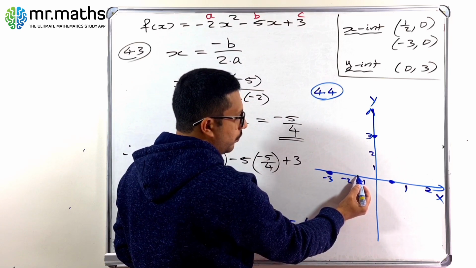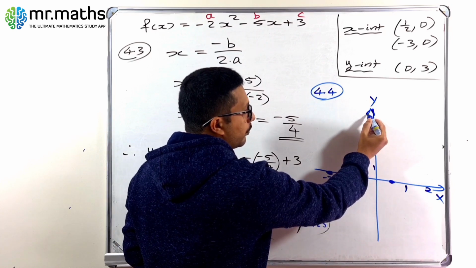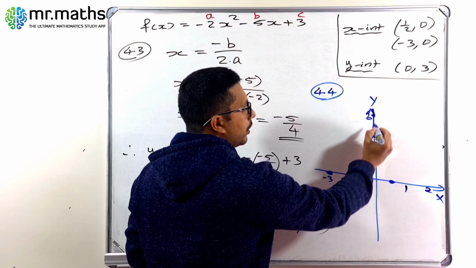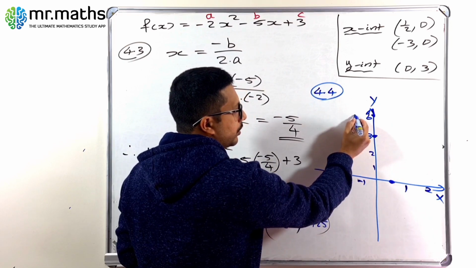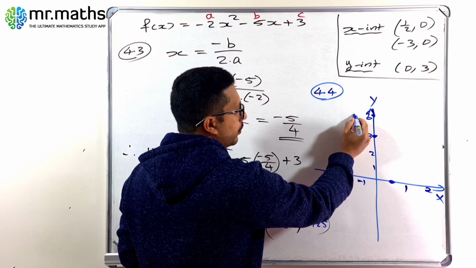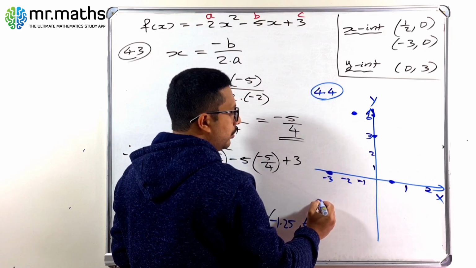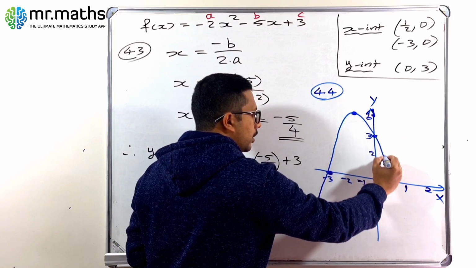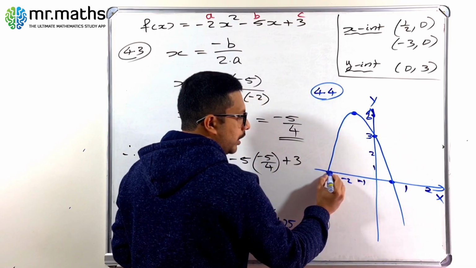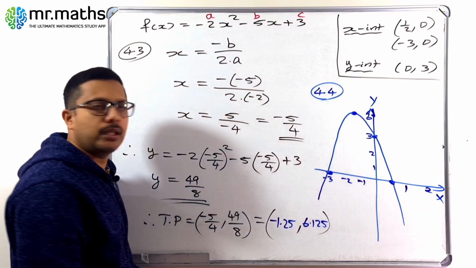Then y is 6. Assume that this one is 6: 4, 5, 6. So minus 1.3, 6.1, somewhere just after that 6. Then you have to connect all those. These are the x-intercepts, this is the y-intercept, and this one is the turning point.